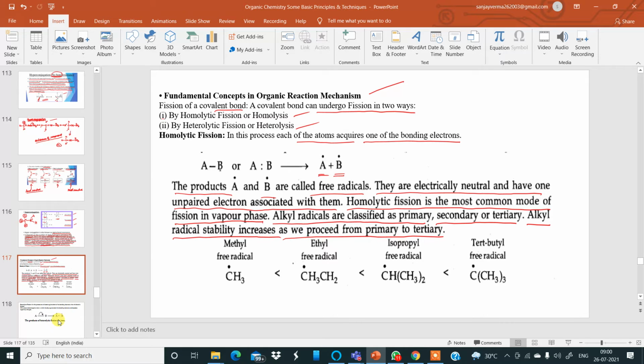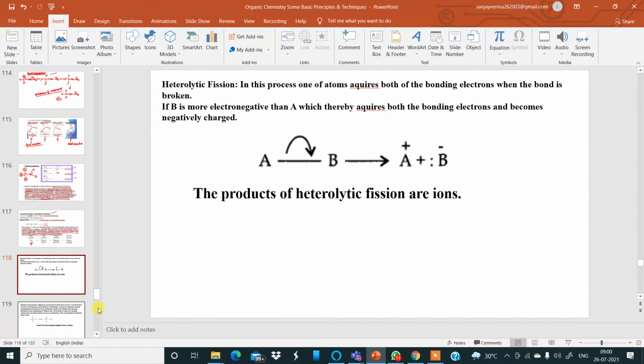So remember, as we proceed from primary to tertiary, because of plus I effect and hyperconjugative effect, the stability also increases. That means this is most reactive and the reactivity decreases because of more stability on this side. Now, this was regarding homolytic fission. Coming to the next slide, heterolytic fission. In this process, one of the atoms acquires both of the bonding electrons when the bond is broken. So one of the groups is more electronegative, for example, in the given example below, B is more electronegative.